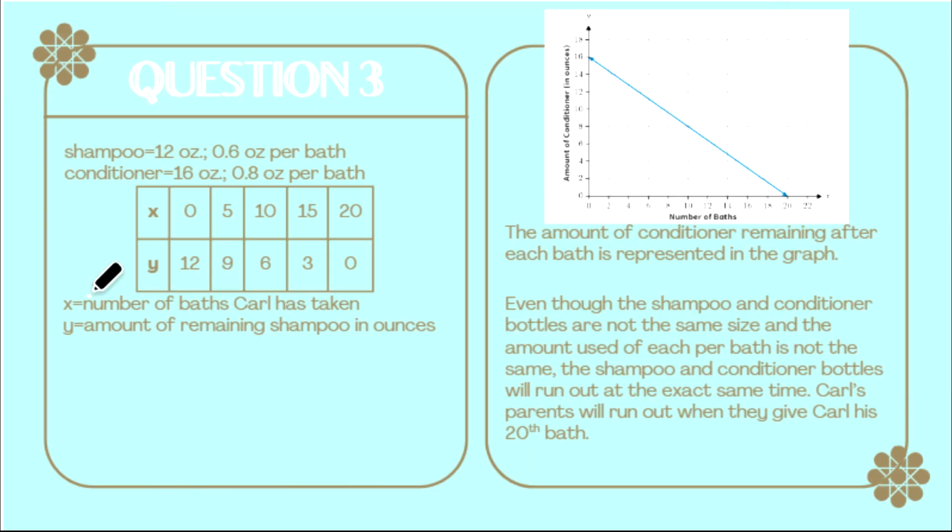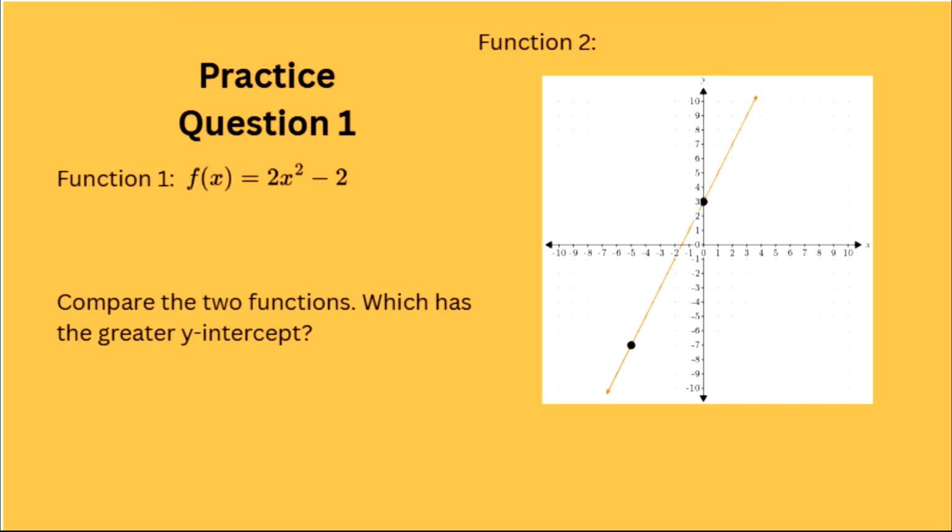Okay. X is equal to the number of baths he's taken. Y is equal to the number of shampoo in ounces. Even though the shampoo and conditioner bottles are not the same size and the amount used for each per bath is not the same, the shampoo and conditioner bottles will run out at the exact same time. So I guess it was just that easy to just look and go 20, 0, 20, 0. Okay, this is at the end of the lesson, so write these answers down so you can enter them later.